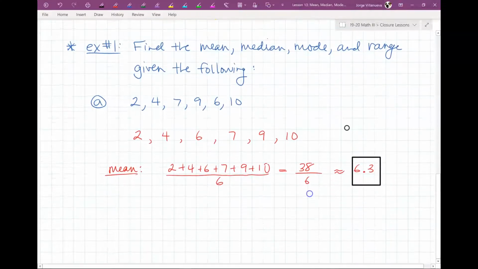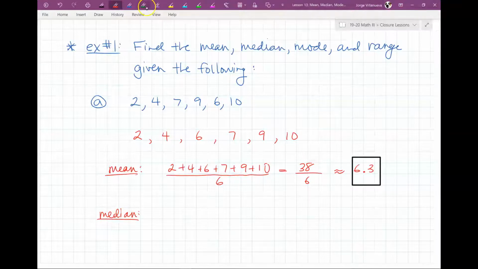All right, no big deal. Great. Now, let's find our median. So the median is the number in the middle. Now, there are 3 digits to the left and 2 digits to the right of this arrow right here.